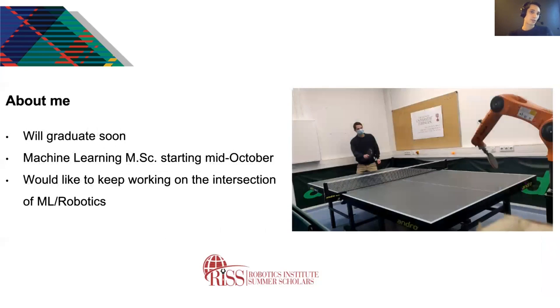Now, to conclude this, I'd like to share a little bit of information about me and what my plans for the future are. I'm currently finishing up my bachelor's thesis and I will graduate very soon. And in mid-October, I will start a master's program in machine learning. And I would really love to keep working on the intersection of machine learning and robotics. And one of the projects that I'm currently very excited about and that I'd like to work on next is this table tennis robot that I'm playing with in this picture here.